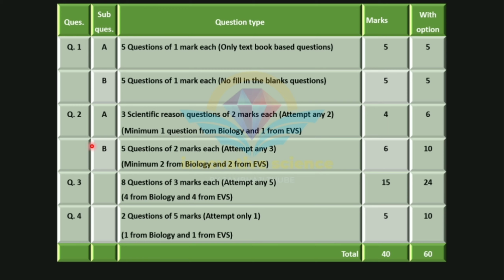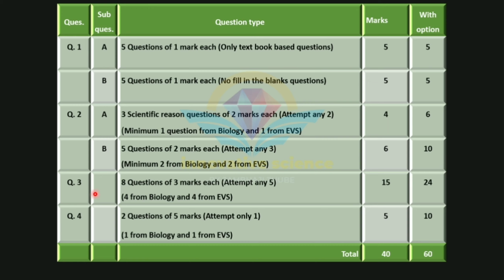And question number 2B contains 5 questions for 2 marks each. You have to attempt any 3. 2 questions will be from biology and 2 questions from environmental science. And this question carries 6 marks with optional 10 marks.